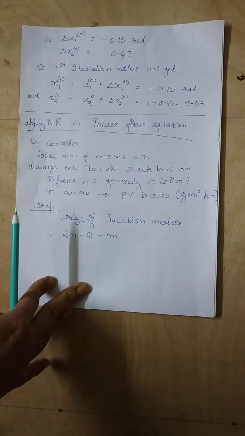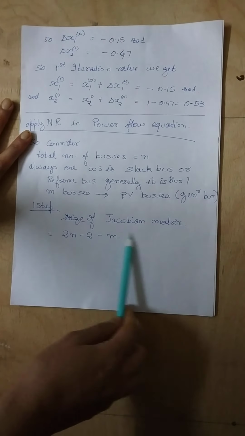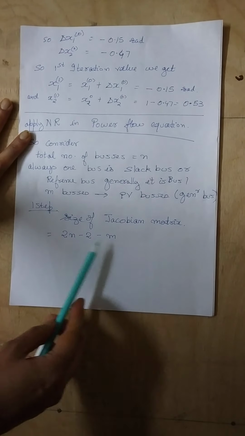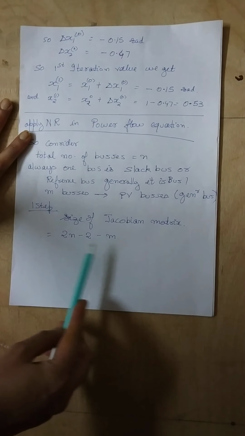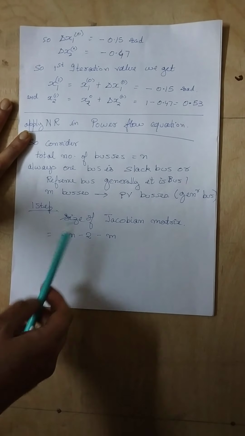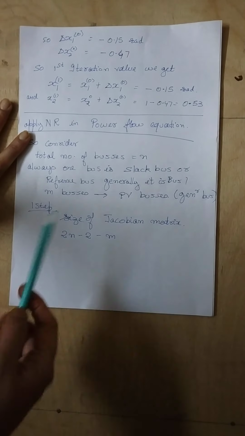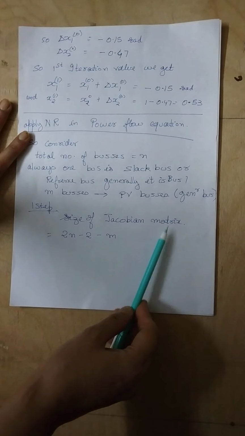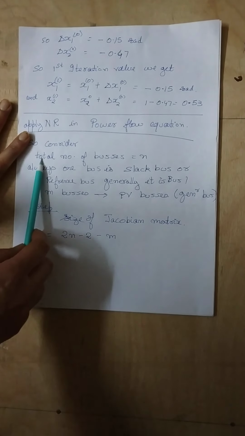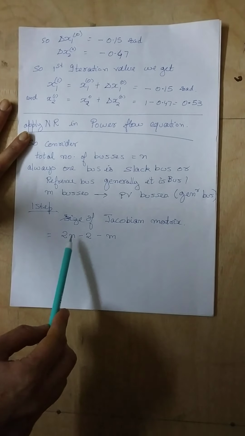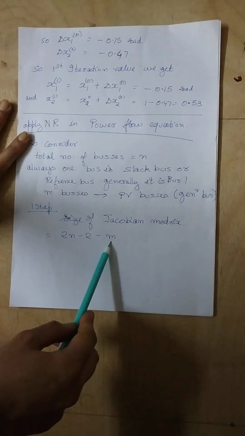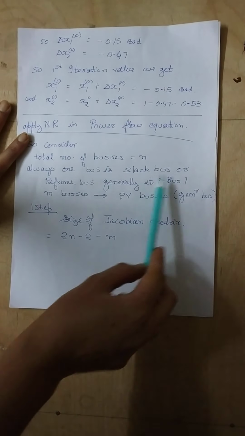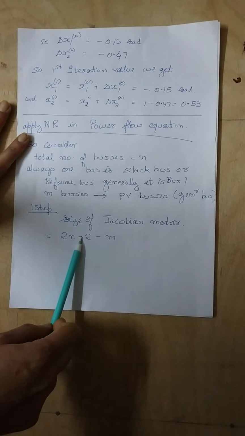Okay. Now, if we talk about the size of the Jacobian matrix, I told you I will tell you how to find the size of the Jacobian matrix. So for that this formula is used. Just remember this formula to find the size of the Jacobian matrix, and this formula is made for a system where n is the total number of buses and m is the number of generator buses, and out of these buses one bus is considered to be a slack bus. Now how to use this formula?